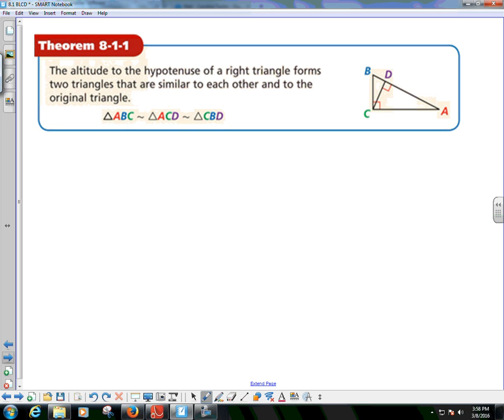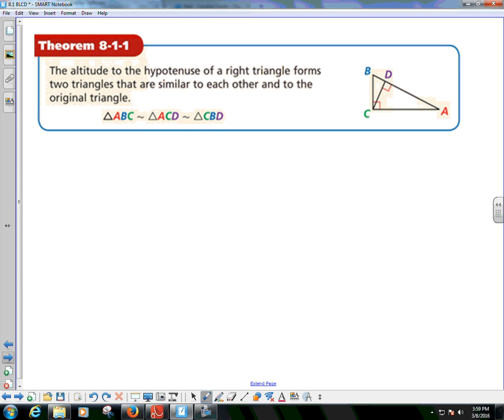All right, so the first thing that we need to get into your notes is this theorem 8.1.1. It says the altitude to the hypotenuse of a right triangle forms 2 triangles that are similar to each other and to the original triangle. Now I'm going to pause for a minute. I want you to pause the video and write that into your notes. Okay, so if you need to, I would back up a little, hit pause, write it down, but I'm going to forge ahead.